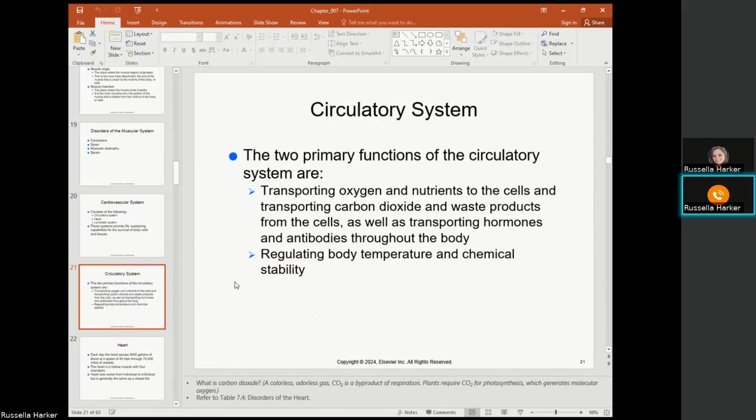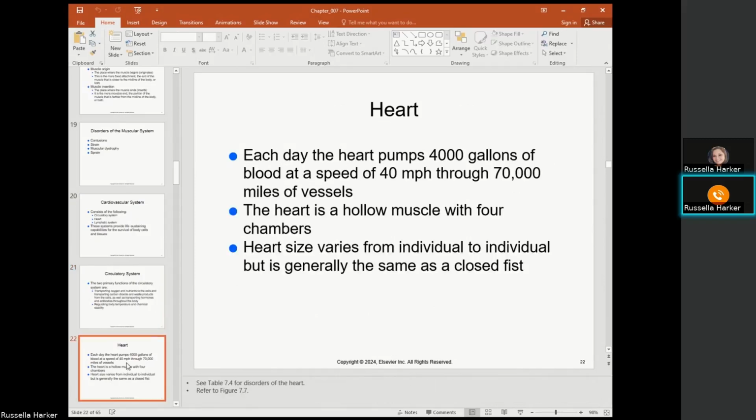So the two primary functions are transporting oxygen and nutrients to the cells and transporting carbon dioxide and waste products from the cells, as well as transporting hormones and antibodies throughout the body, regulating body temperature and chemical stability. So circulation is very important in our body to keep it in homeostasis, or good upper and lower parameters. Each day, our heart pumps 4,000 gallons of blood at a speed of 40 miles through 70,000 miles of vessels.